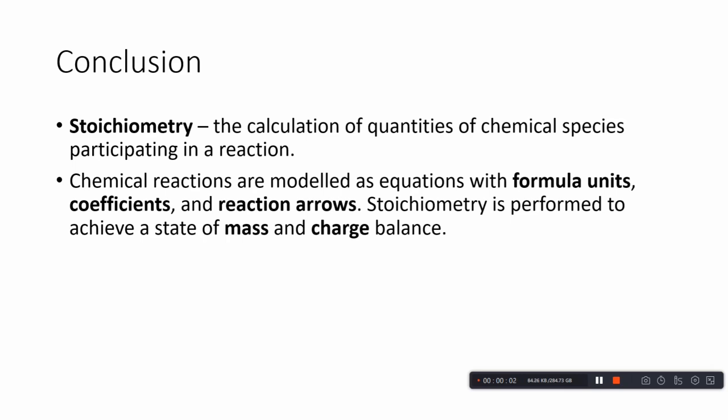So in conclusion, stoichiometry is defined as the calculation of the quantities of chemical species that participate in a reaction. Chemical reactions themselves can be modeled as equations. The chemical species participating in the reaction are expressed as formula units, which are weighted by coefficients. The coefficients, of course, will let you know how many instances of each formula unit participate in the reaction, and reaction arrows, which indicate reversibility. So stoichiometry is performed as a means of achieving a state of mass and charge balance by determining the right coefficients for each formula unit.